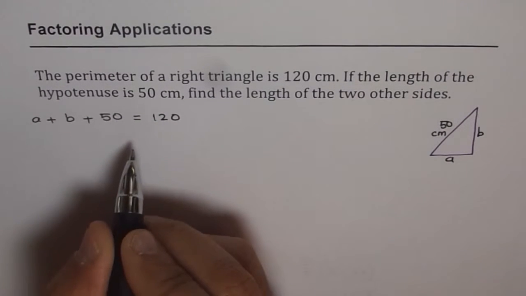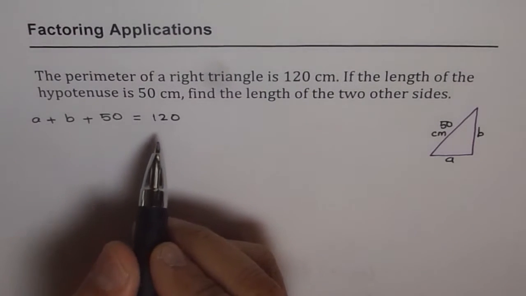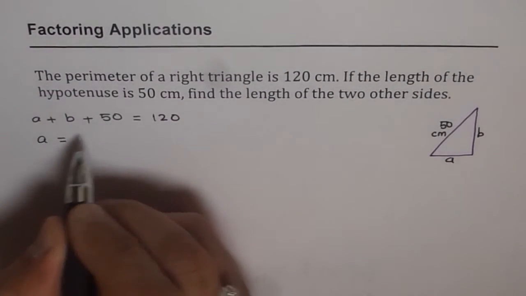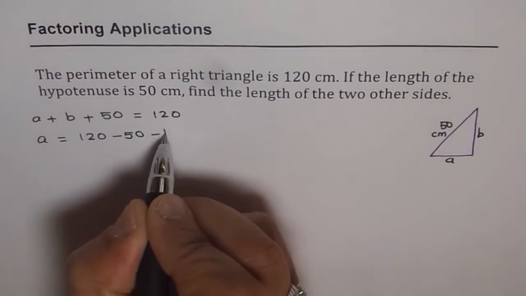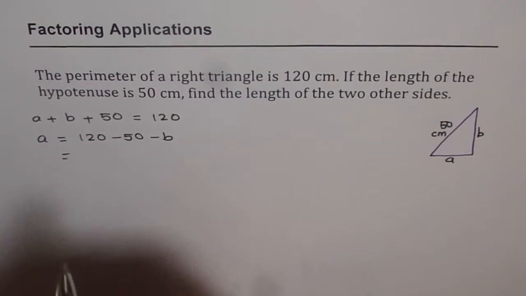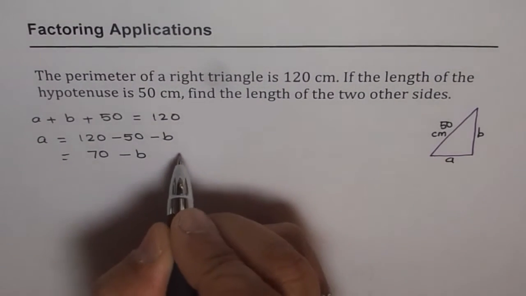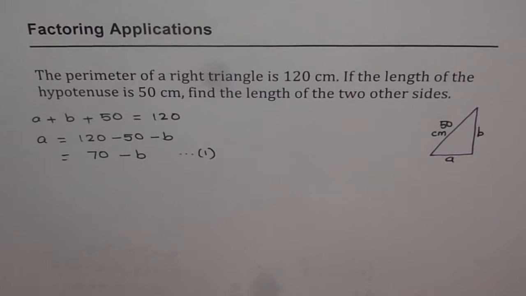So from here we can have one relation where we can relate A with B, right? So we can write here as A equals to 120 minus 50 minus B, or 120 minus 50 is 70, 70 minus B, right? So that is one of the equations which we are going to use. So whenever there are two variables, we need two equations to solve. The other equation we can get from Pythagorean theorem, right?